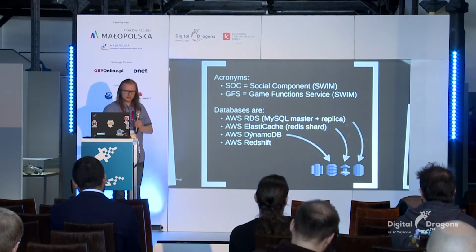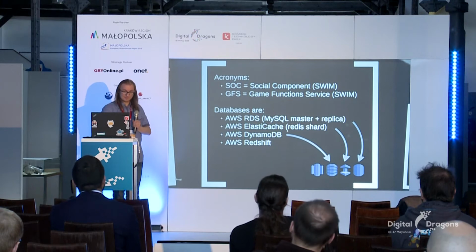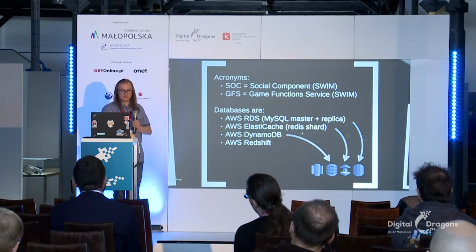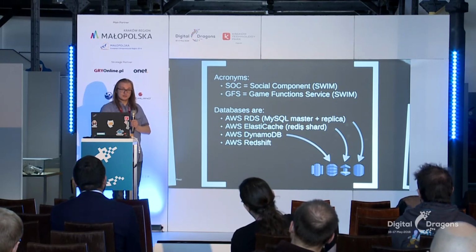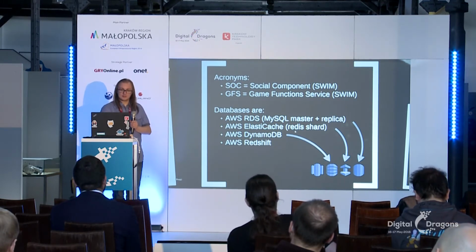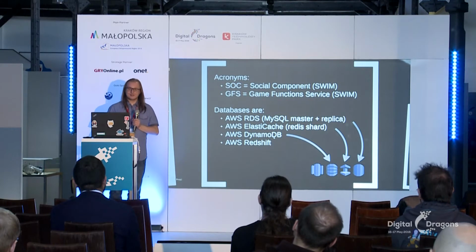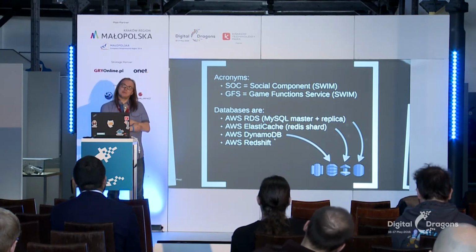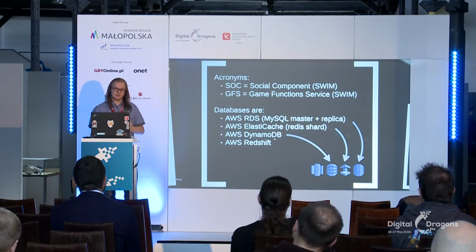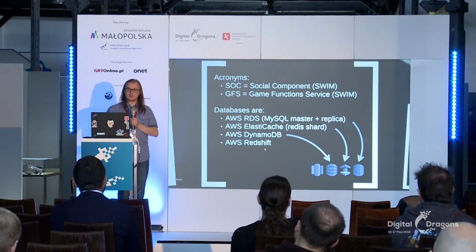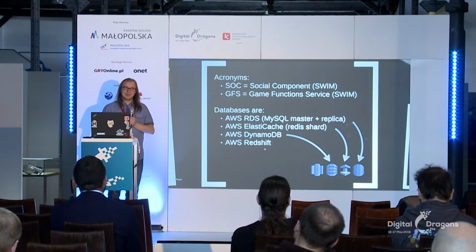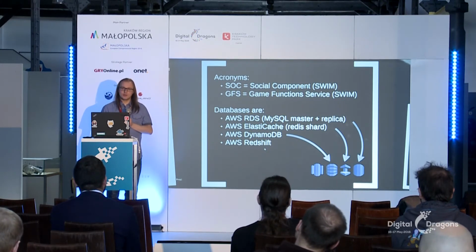Okay, the other database is ElastiCache. It's simply a Redis shard, and Redis is simply a cache. And the other one is DynamoDB. DynamoDB is a scalable NoSQL database. And the last one is Redshift. Redshift is quite interesting. It's a petabyte database. It can hold petabytes of data and perform parallel queries on this data.